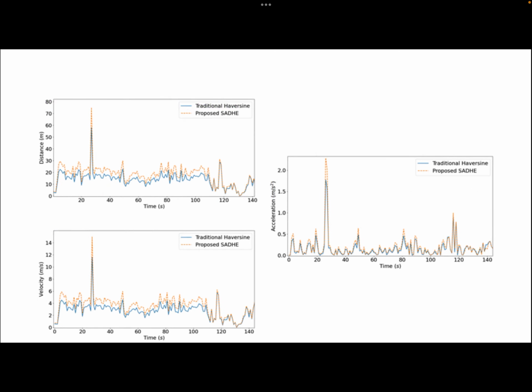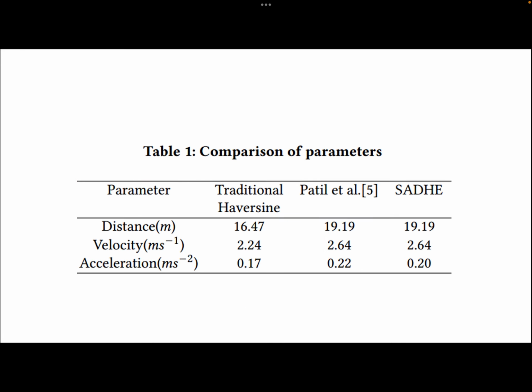If you look at the pictorial representation of these parameter values, we see that it is going almost along the same graph. So the traditional Haversine method and the proposed SADE method are performing at par. If you want to look at the numerical values, these are the average numerical values for the computed distance, velocity, and acceleration. And we have also compared it with the method proposed in the literature.